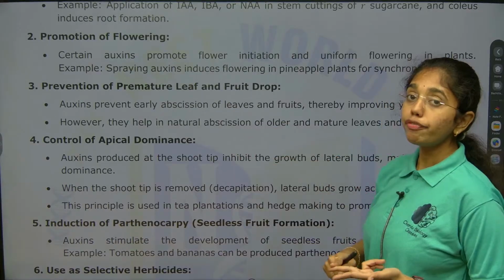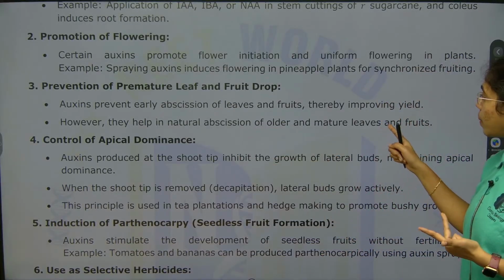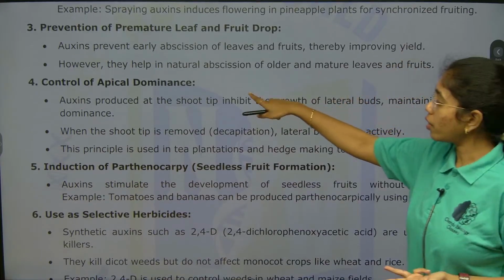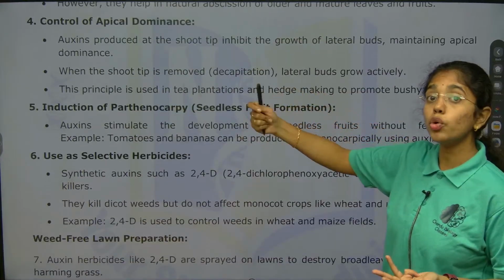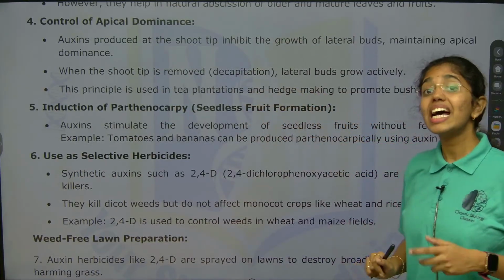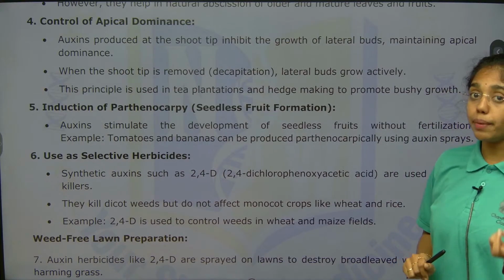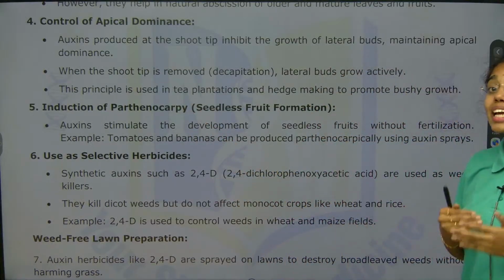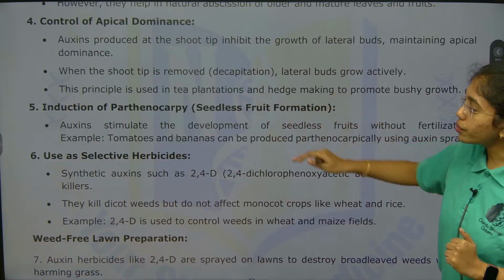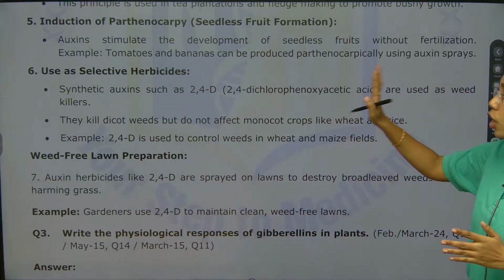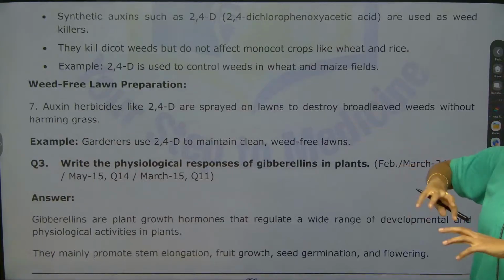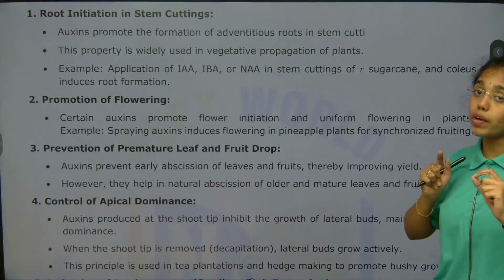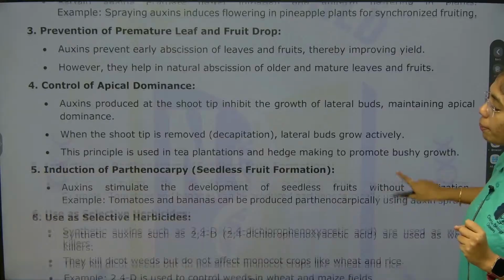Third, prevention of premature leaf and fruit drop, which is by preventing early abscission. Next, control of apical dominance, by removing the apical regions, known as decapitation, which is observed in tea plantations and hedge making. Fifth is induction of parthenocarpy, that is promoting seedless fruits. Then use of selective herbicides like 2,4-D, and then weed free lawn preparation, also by 2,4-D. These are 7 applications that you have to fix in your mind. This will award you complete marks.